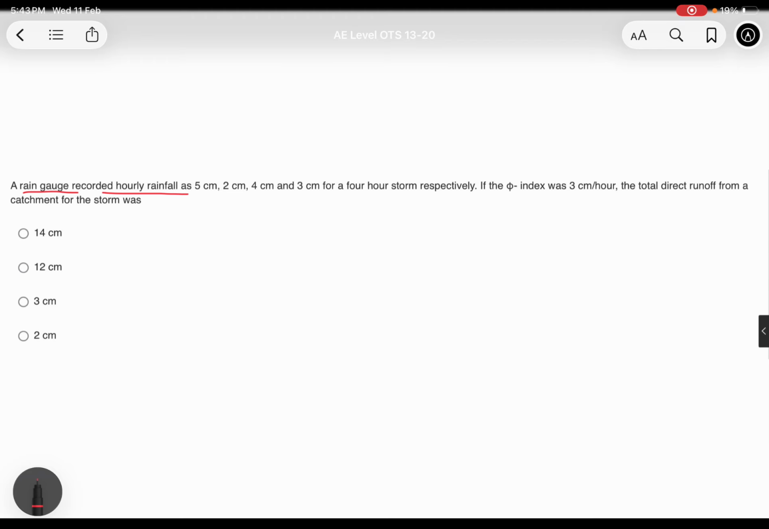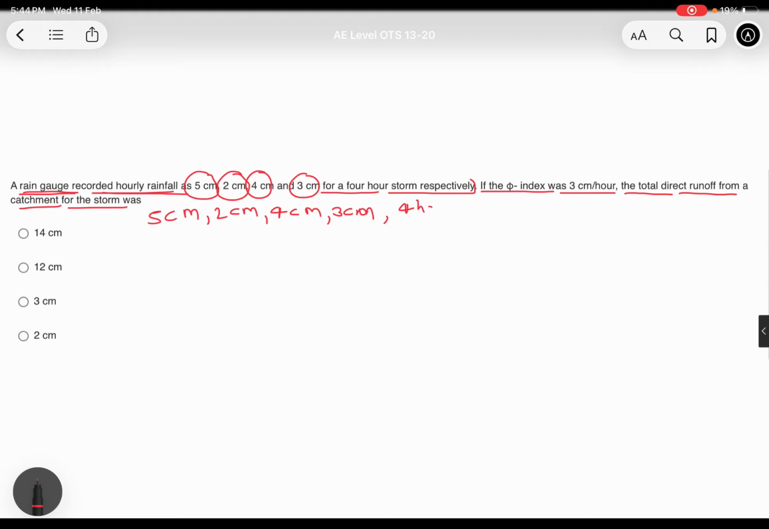Rain gauge records hourly rainfall as 5 centimeter, 2 centimeter, 4 centimeter and 3 centimeter for a 4 hour storm respectively. If the phi index was 3 centimeter per hour, what would be the total direct runoff from the catchment for the storm? Let's see. A rain gauge records hourly rainfall as 5 centimeter, 2 centimeter, 4 centimeter and 3 centimeter, for 4 hours. And the phi index given is 3 centimeter per hour. So the intensity of rainfall for the second and third hours is 2 centimeter and 3 centimeter.